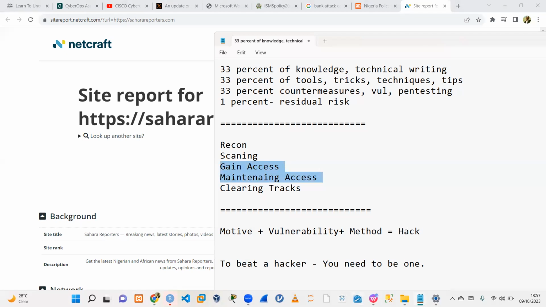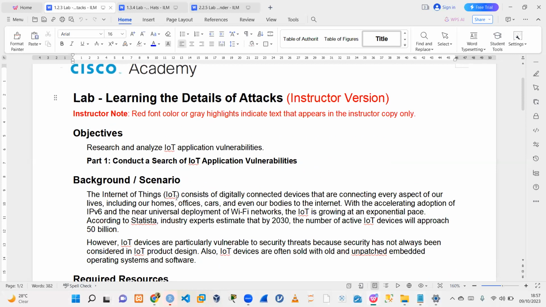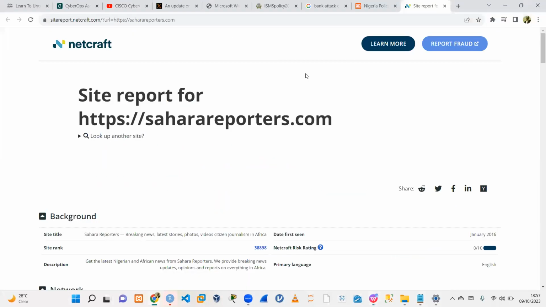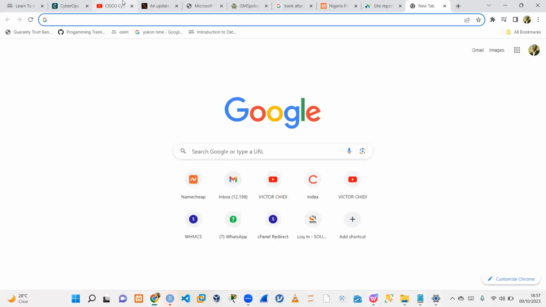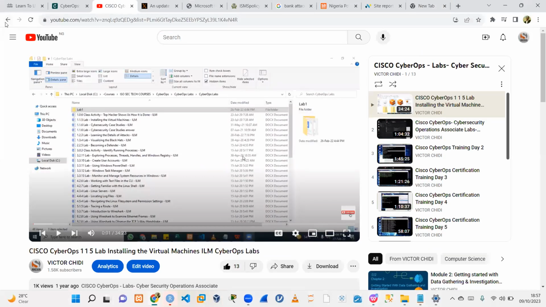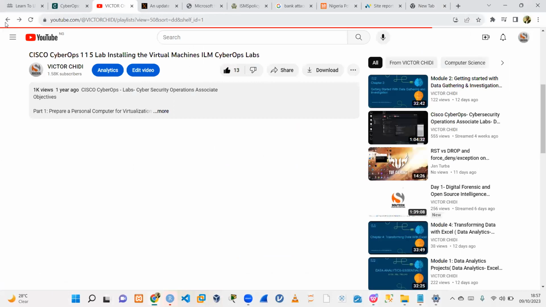So in this particular lab, you are trying to understand the details of an attack, what it is like. I'm going to first ask: what is IoT? Internet of Things. I don't mean just Internet of Things. Can somebody tell me something a little bit detailed about Internet of Things?